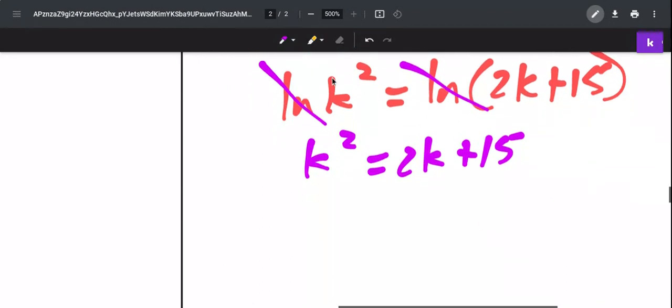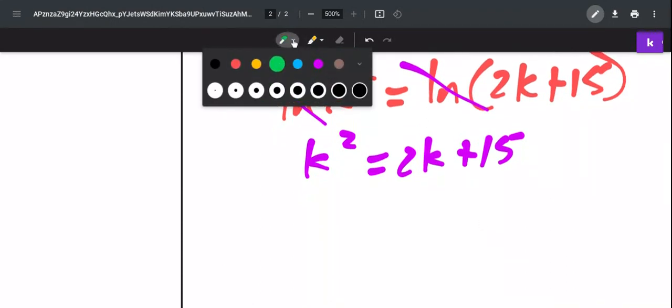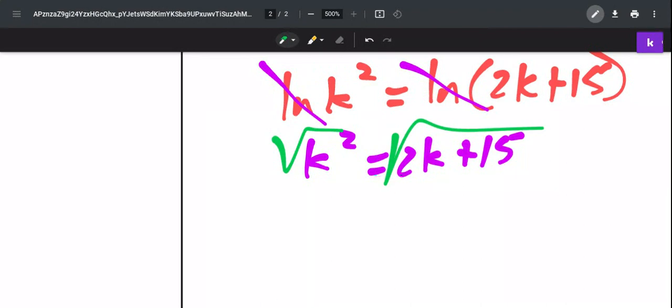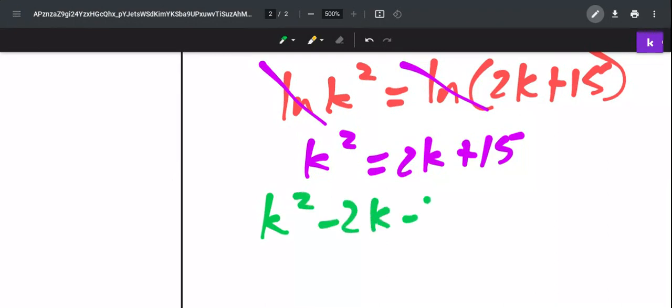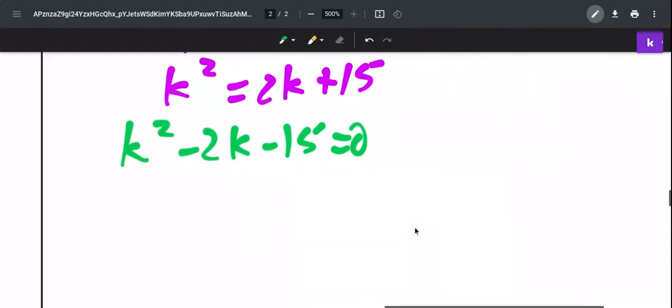Now, if you notice, if I try to do the square root of both sides here, it's not going to work. Here's why. I can't do the square root of k, all right? So that's not going to work out. So what I have to do is factor this. I need to set everything equal to 0, and then I need to factor, which I'll give you the factors, and then I'll let you finish this.